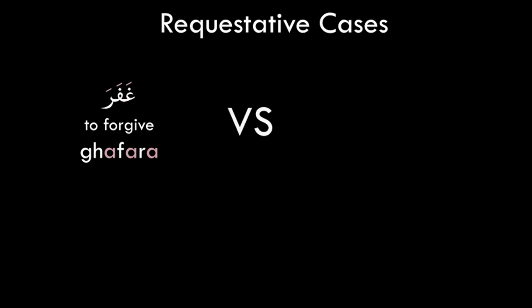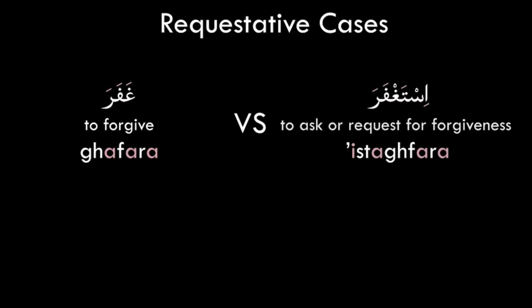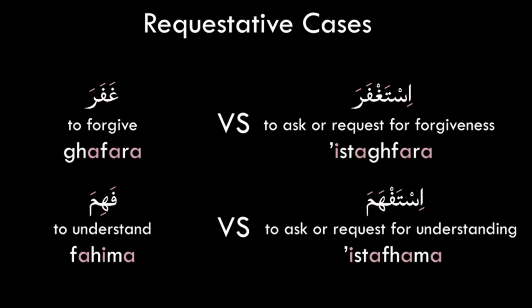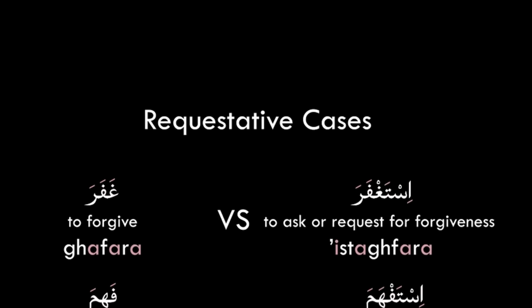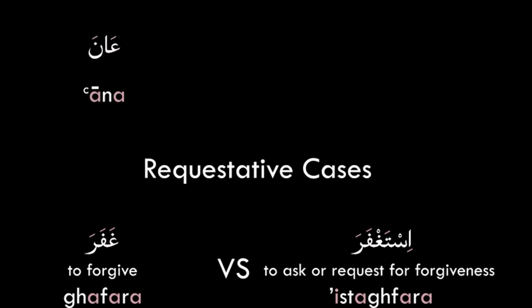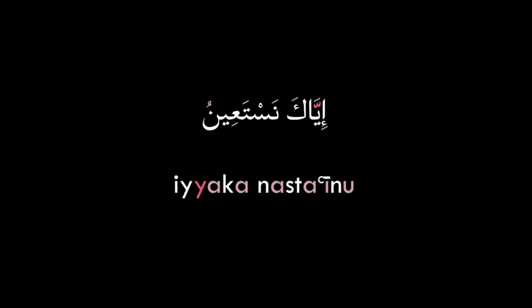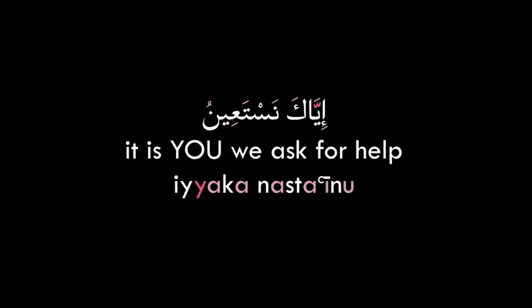Examples for requestative cases are the verb ghafara, which means to forgive, and istaghfara means to ask or request for forgiveness. The verb fahima is to understand, and istafhama means to ask or to request for understanding. Finally, the verb ana means to help, and the verb ista'ana means to ask or request for help. So, إِيَّاكَ نَسْتَعِينُ means it is you we ask for help.